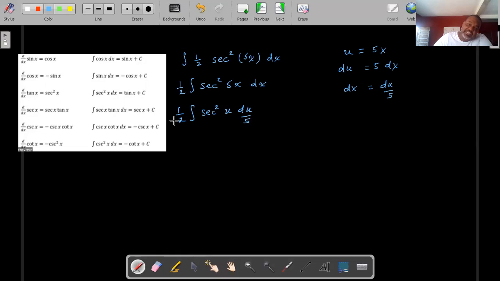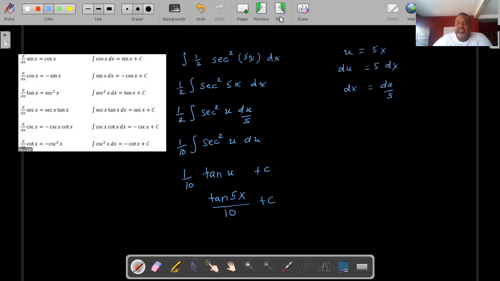I take this 1/5 outside, so I'll have 1/2 times 1/5. So this is going to be 1/10 on the outside. Secant squared u du. And I come here. Secant squared dx just gives me tan x. So now I have, this is my answer now, 1/10 tan u plus c. And so that is 1/10 tan u, but what is u? u is 5x. This is 1/2 tan 5x divided by 10. That's what 1/10 means. Plus c, and that's your answer.